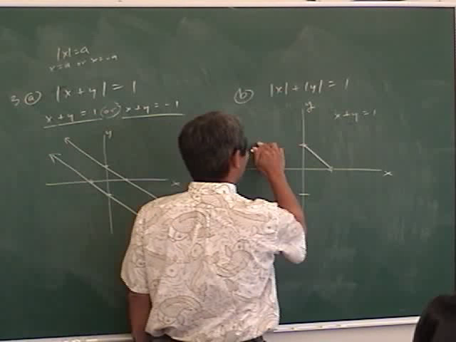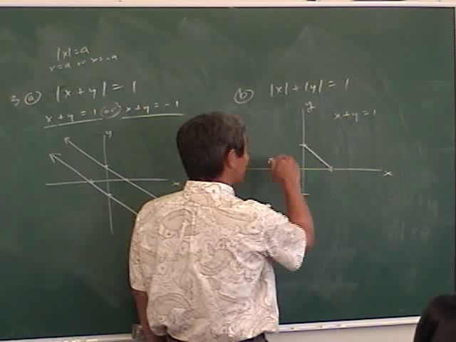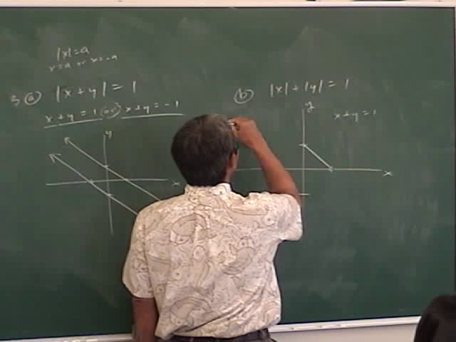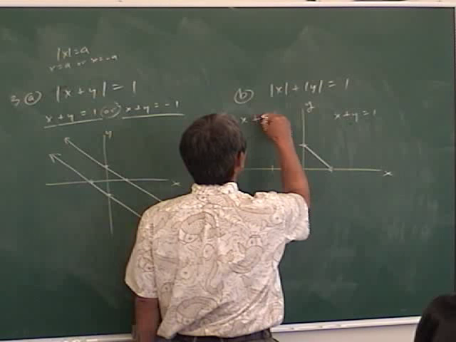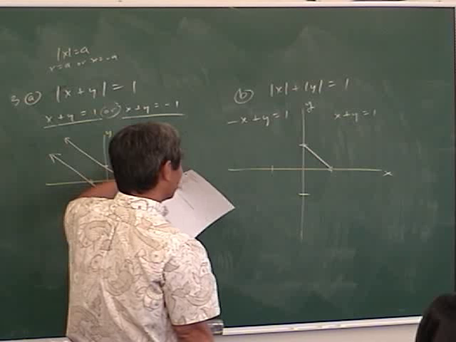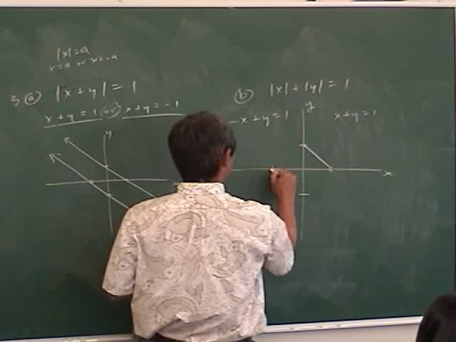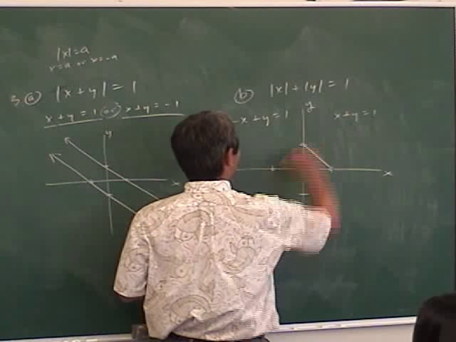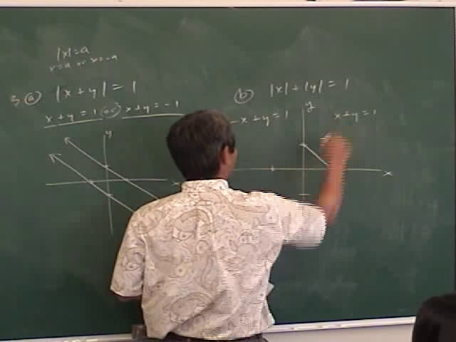Okay, move to the second quadrant. X is negative and y is positive. So you negate the x, and y is positive, so you leave it alone. So draw this line in the second quadrant only. The x-intercept is -1 and the y-intercept is 1, so boom, but we're only graphing in the second quadrant only.